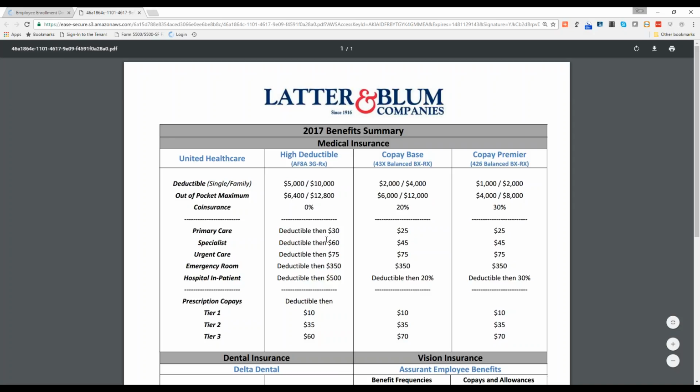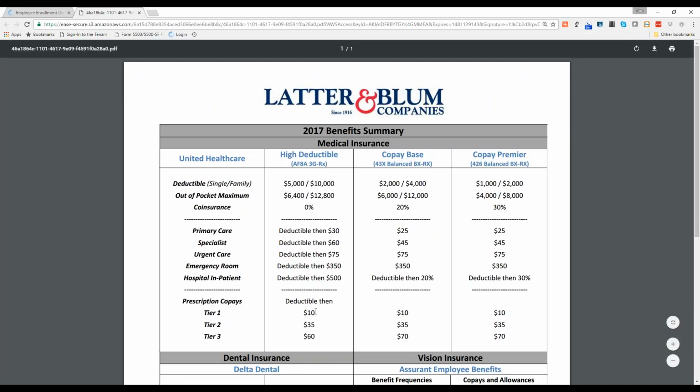So in this situation, you have a $5,000 deductible, and after that's been satisfied, if you go for a primary care visit, that's going to be $30, specialist $60, urgent care $75, emergency room $350, hospital inpatient, you'd have a $500 inpatient copayment. If you have a prescription drug that needs to be filled after the deductible has been satisfied, if it's a Tier 1 drug, that'll cost at most $10 for a 30-day supply, Tier 2 $35, and Tier 3 $60.